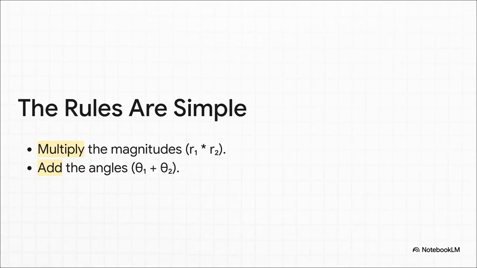So the rules were simple all along. To multiply two of these numbers, you just multiply their lengths and add their angles. Once you find the right way to look at it, complex multiplication isn't just easy, it's totally intuitive.